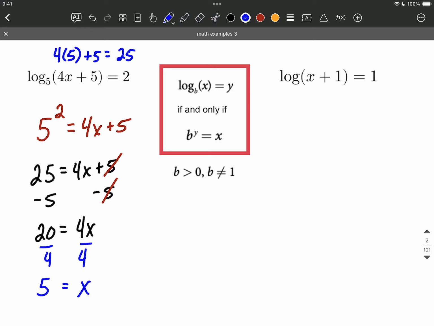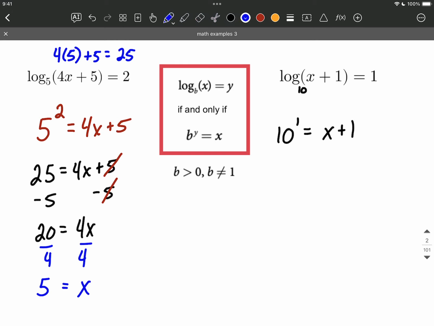Next, let's go to the problem on the right-hand side. On this one, we can't see a base. It's not identified here. So we have to remember that when we don't identify the base, that's a common logarithm, and it's automatically base 10. So we're going to start out with that base, 10 raised to whatever's on the other side, so 10 to the first power equals x plus 1. Works out to be a very easy equation because 10 to the first is just 10.